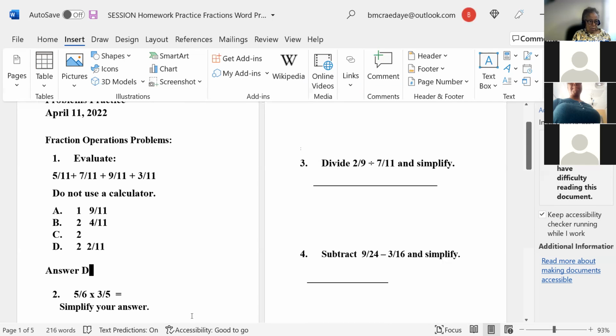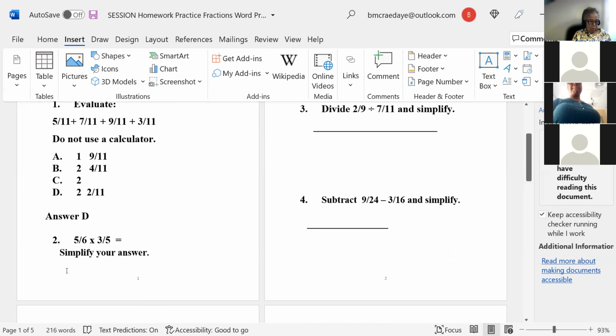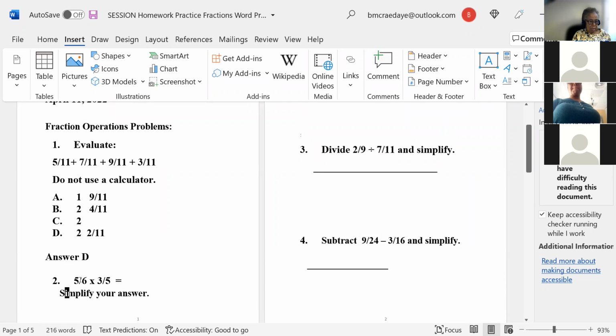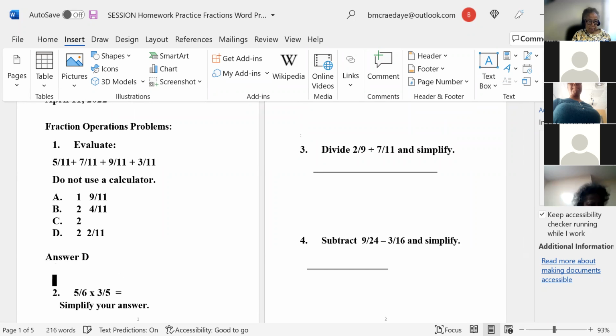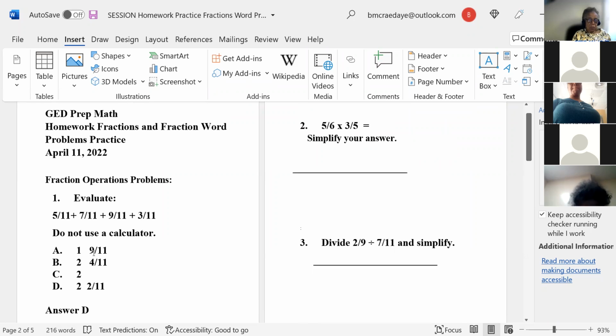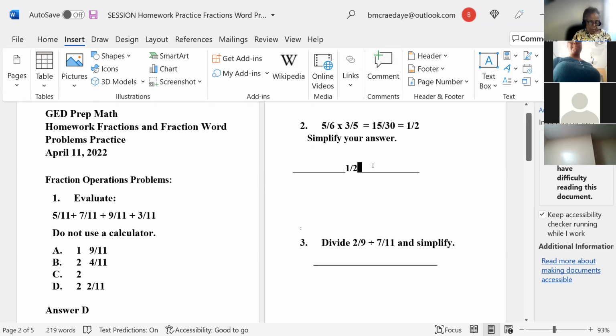Let me put this here. Okay, so when you multiply this out, let me go to the next screen. Okay. So 5 over 6 times 3 over 5 equals 15 over 30. And that's equal to 1 over 2. So your answer that you would put here would just be 1 over 2. All right. Now, number 3, I don't think you had that one correct, Mercedes.